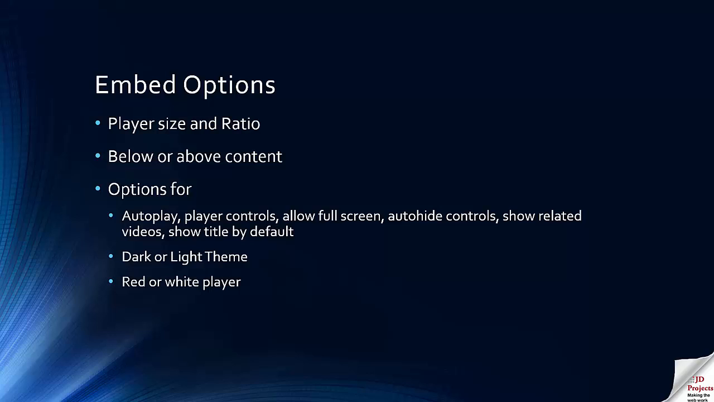Other embed options allow us to change the player size of the video player and the ratio of what it's going to show, 16:9 or 4:3, whether the video is going to be placed above or below the content, and then we have some options for whether we want to autoplay, which is not really cool anymore. Having the player controls, allowing it to be viewed as full screen, auto hiding controls after it's playing, showing related videos at the end, and showing title by default. There are two simple themes, a light theme and a dark theme, and there's a red and white player, but we think you could innovate with the CSS if you really wanted to change the styles.